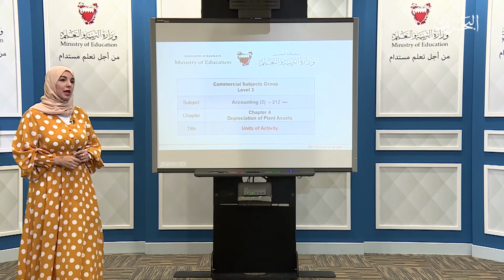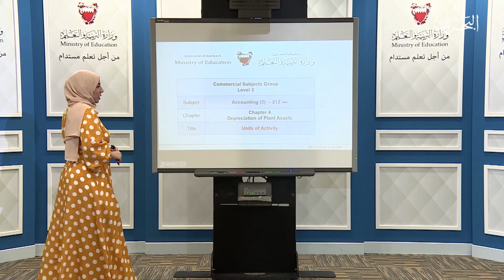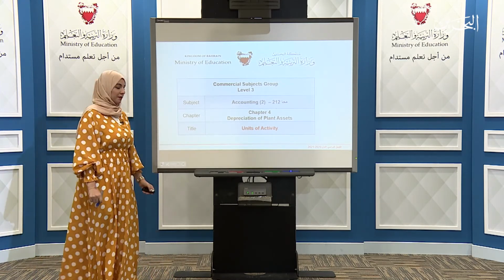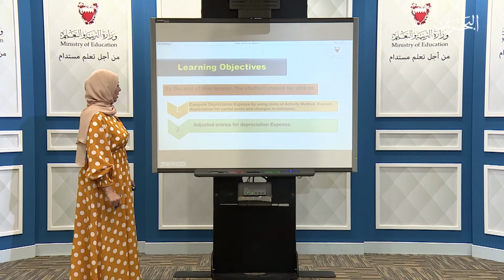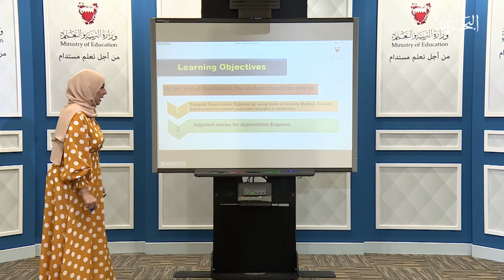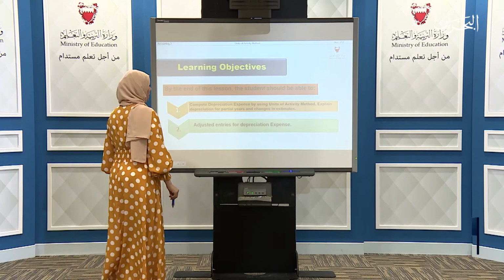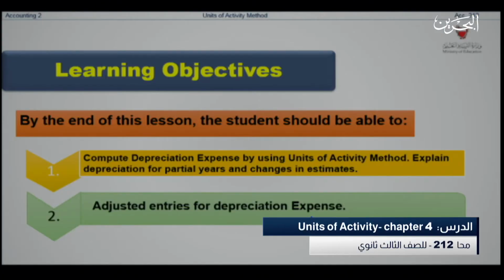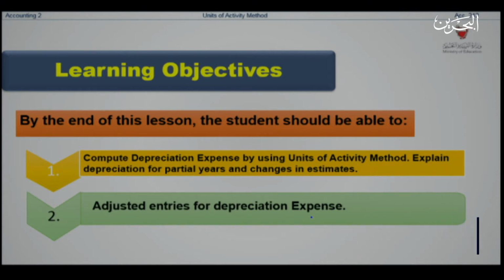Our chapter today is chapter 4, the depreciation of plant assets, and we will cover the unit of activity. By the end of our lesson, you should be able, my dear student, to compute the depreciation expense by using the unit of activity method, explain the depreciation for partial year and change in estimate. And finally, we will end with the adjusted entry for depreciation expense.